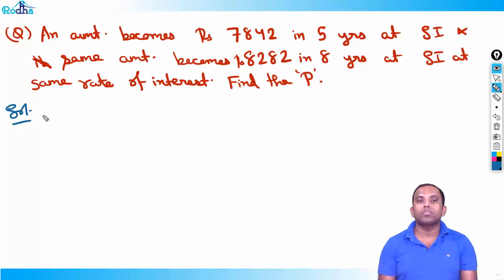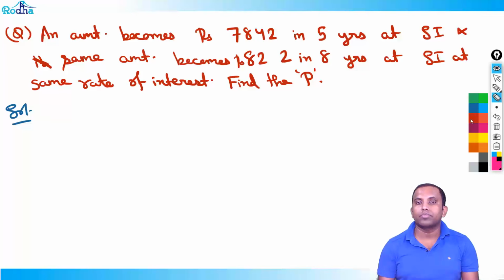An amount becomes rupees 7842 in 5 years at SI, and the same amount becomes rupees 8282 in 8 years at SI. Make it 8262, right? Otherwise the data will not cancel, so it will not be good. 8262, make it 8262. So what is the answer? Quickly you can find it.